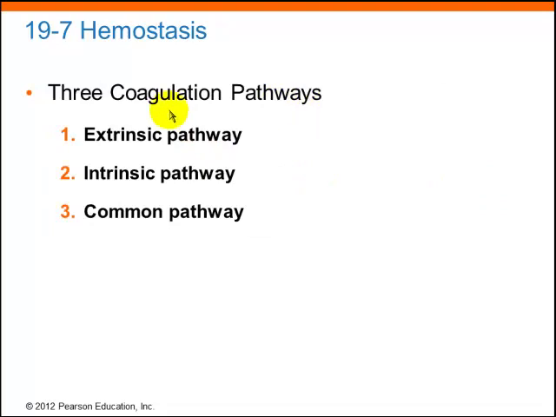There are three parts to the pathway. The extrinsic pathway is going to occur in the tissue where the blood has bled out of the vessel. The intrinsic pathway is going to occur inside of the vessel, and the common pathway occurs in both places. So you end up with this common pathway finishing the formation of a clot inside the vessel and a clot around the broken vessel in the surrounding tissue spaces.